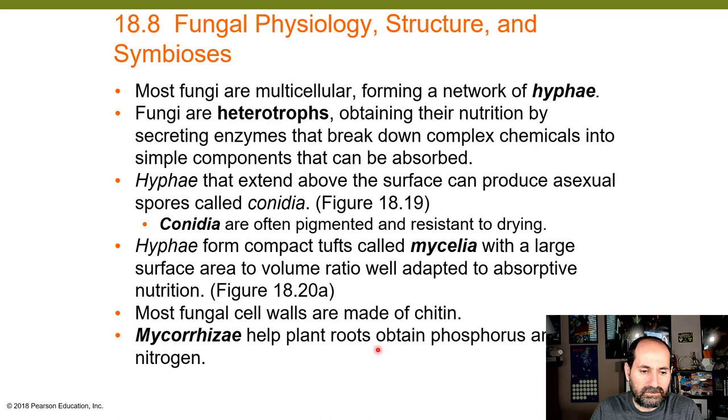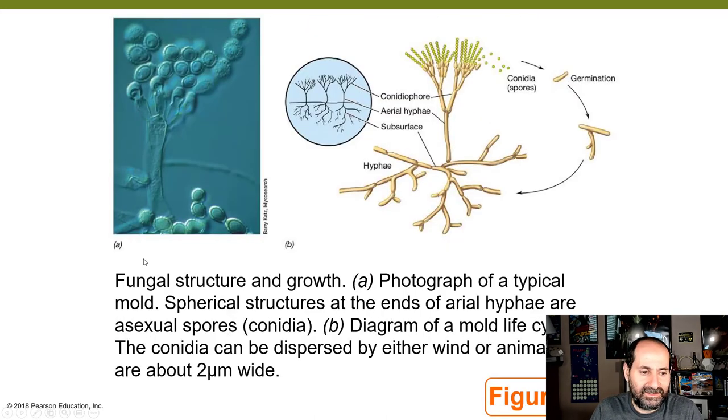Mycorrhizae help plant roots obtain phosphorus and nitrogen. These mycorrhizae can work with plant roots. A lot of plants depend on these fungal helpers in a symbiotic relationship in that way.